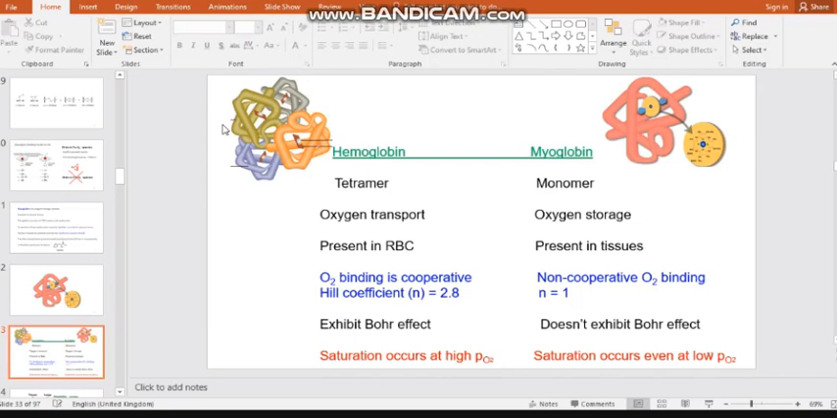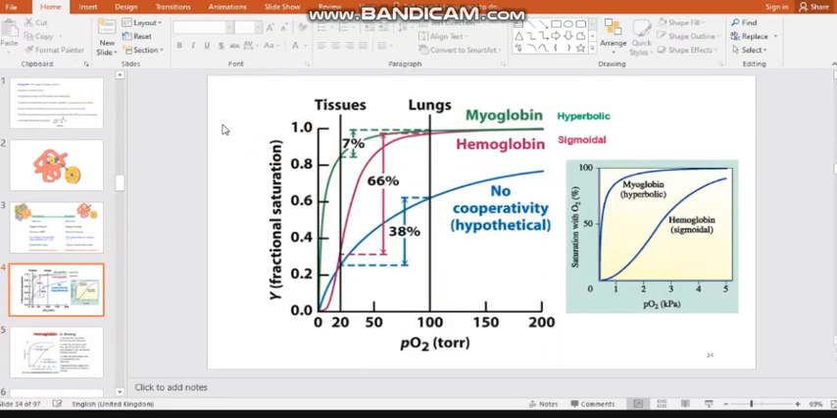So in hemoglobin, the saturation of all the heme units with molecular oxygen will take place only at high partial pressure of oxygen. Whereas myoglobin, even at low oxygen pressure, will immediately be saturated with molecular oxygen. This is a plot which clearly indicates that the binding mode and the oxygen saturation property of hemoglobin and myoglobin are entirely different up to a certain level.